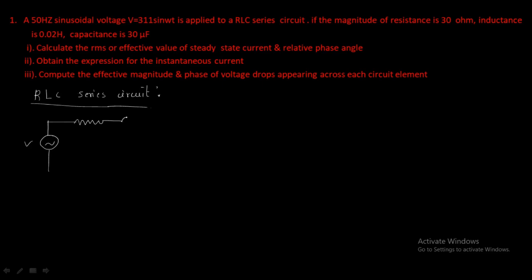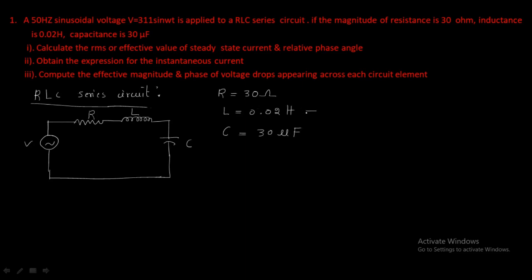In our circuit analysis subject, for each and every problem, it is better to draw a circuit. Then the problem is very easy. This is the RLC series circuit. R equals 30 ohms. Inductance L equals 0.02 henry and capacitance C equals 30 microfarad.